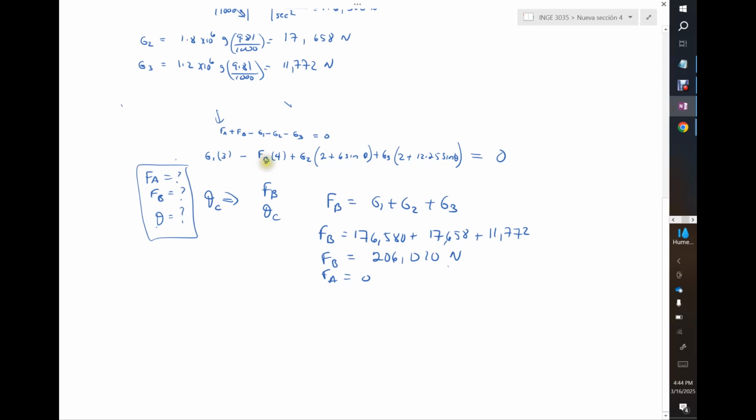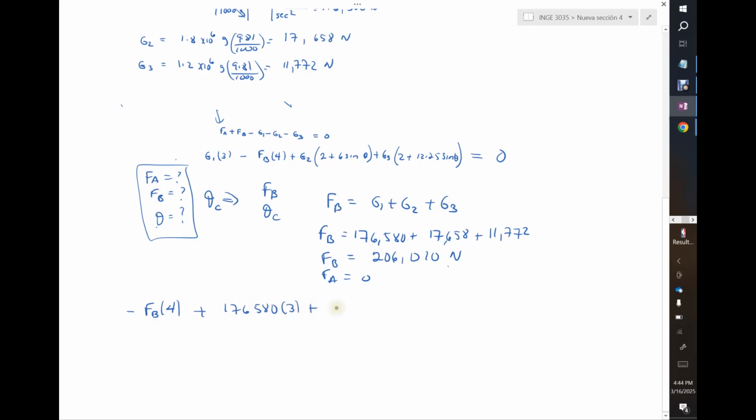So let's work on this one. Minus FB times 4, that's the arm. Now let's get all this back there on the positive side. That would be plus G1, and G1 is 176,580 times the arm, which is 3, plus G2.